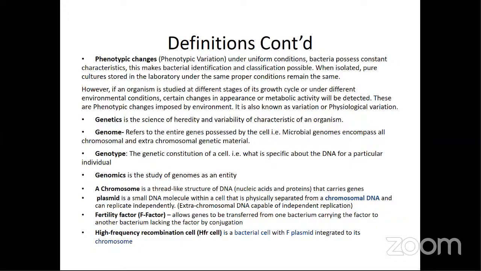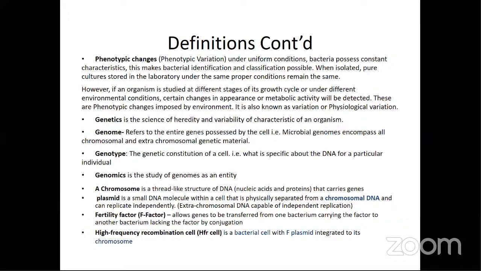Another definition we want to look at is genetics. Genetics is the science of heredity and variability of characteristics of an organism. What is a genome? A genome refers to the entire gene possessed by a cell. Microbial genome encompasses all chromosomal and extrachromosomal genetic material. Extrachromosomal genetic material is also known as plasmid. Genotype. Genotype is the genetic constitution of a cell. That is, what is specific about the DNA for that particular individual or that particular microorganism or cell.